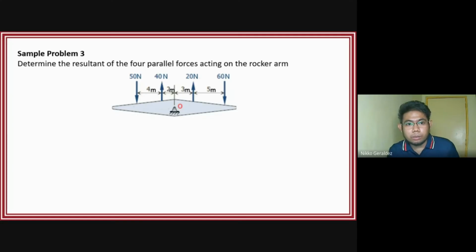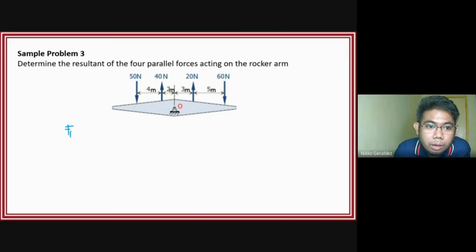No? So D is equal to, what is D? So D is equal to 6 feet. No? So yun po, 6 feet. Next example. Ayan. So, determine the resultant of the 4 parallel forces acting on the rocker arm. So, yun. What is the resultant, no?